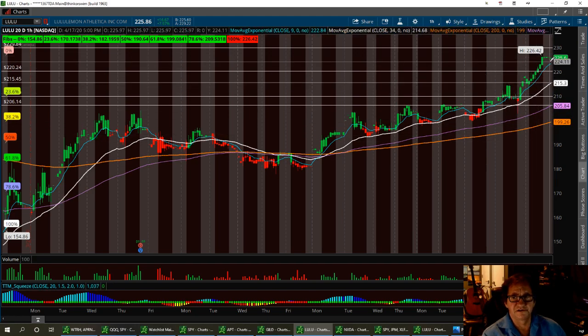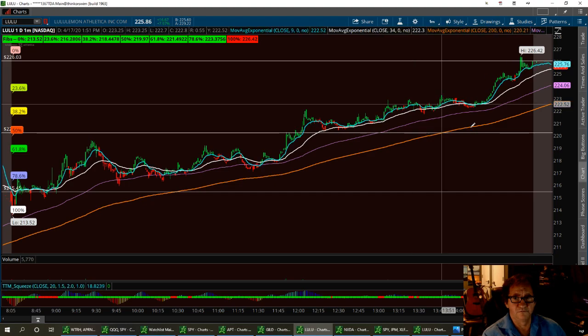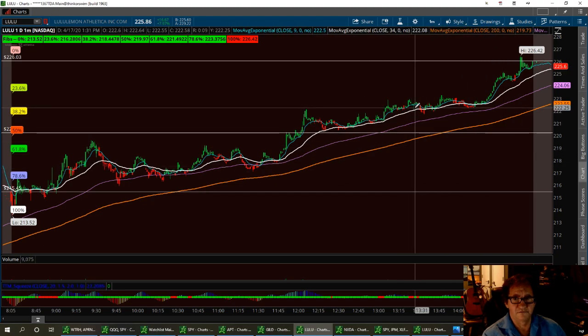And if you start to see that 9 curl down, we could pull back and hit that 34. And that's right here at the 215.30 level. So these are going to be your support levels. We've got to break a resistance of 226 to bring it back to 229. Now I'm going to look at one more chart pattern, one more timing here. We're going to put that right here.